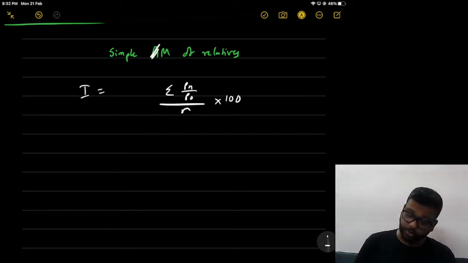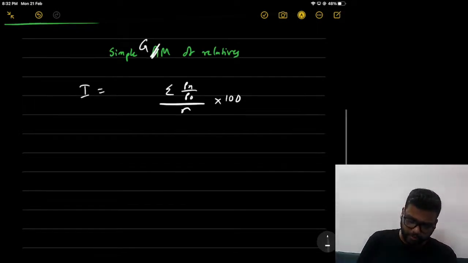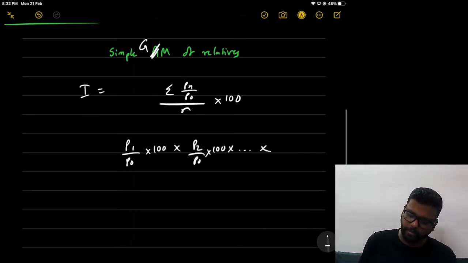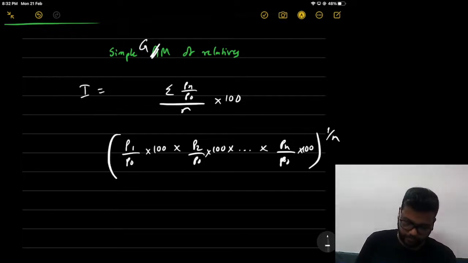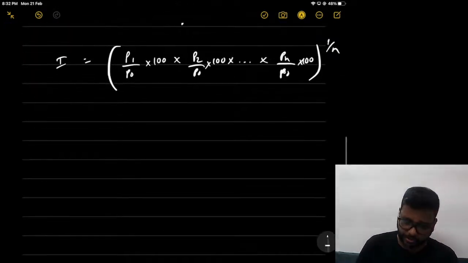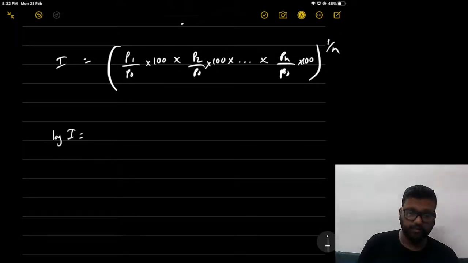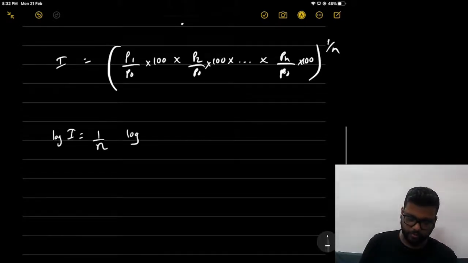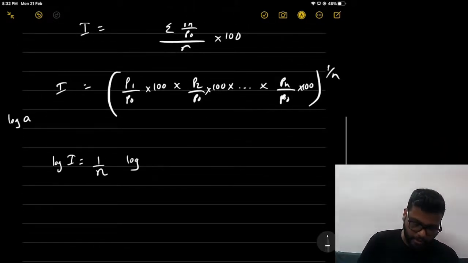Now we want geometric mean. So for geometric mean, what we'll have to do is P1 by P0 into 100 multiplied by P2 by P0 into 100 multiplied by so on up to Pn by P0 into 100, and whole raised to 1 by n, right? Because that is geometric mean. So let's take log of both sides, because in the answer they have taken log. So log I is equal to, if we take log, we can take that 1 by n down, 1 by n times log. I hope everyone knows this property. Log A to the power B is equal to B log A, right?